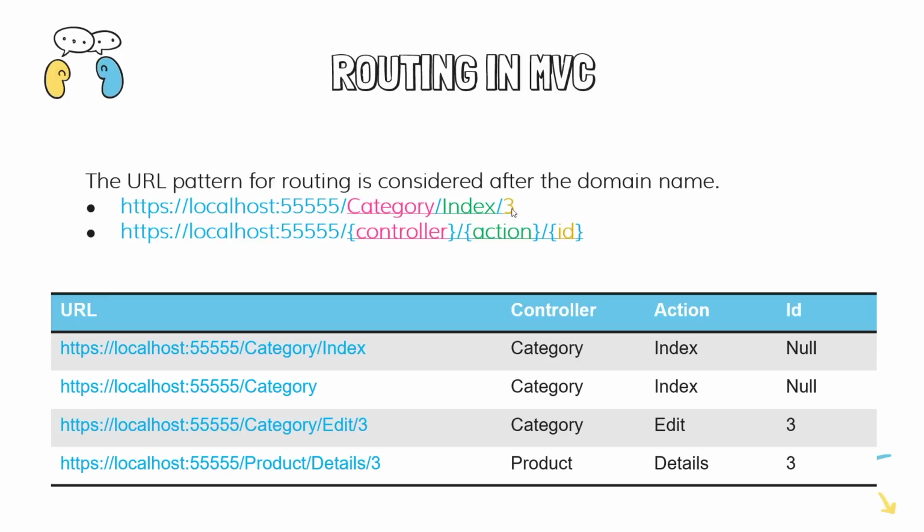When we are working with MVC, after our port number or domain, whatever is the first thing that we have will be the name of the controller. Then the next forward slash after that will be the action of the controller, and after that, if you have something, that will be the ID. This is the pattern of routing with MVC.